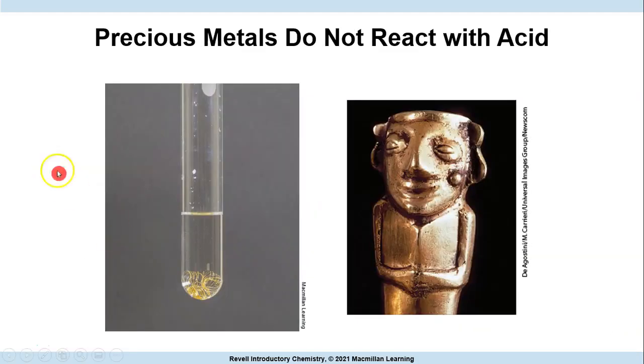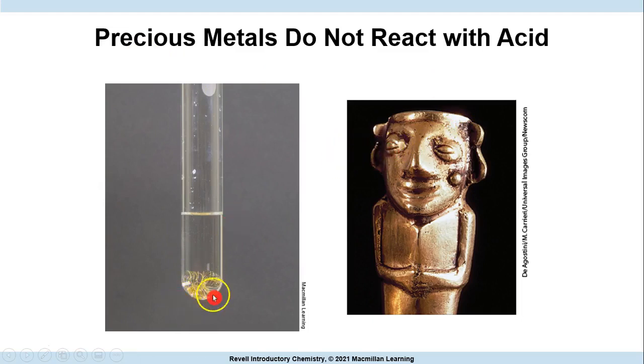Now, let's look at what we call precious metals. Precious metals are metals like silver, gold, and platinum. The precious metals do not react with acids. We call them precious metals because they are rare and they are not reactive with acids.